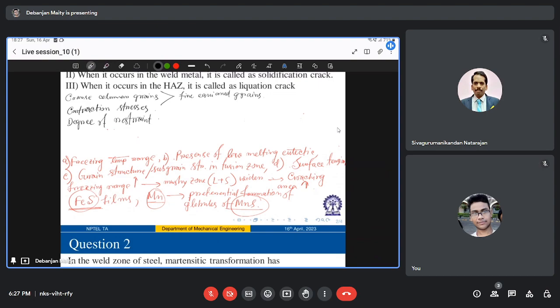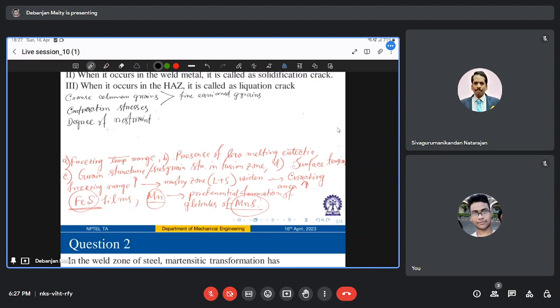One is this contraction stresses and degree of restraint. So in terms of contraction stresses, what can we say? So far I just explained these metallurgical factors of weld solidification cracking. But without the presence of stresses acting on these adjacent grains during solidification, no cracking can occur. Such stresses, as already mentioned, can be due to thermal contraction or solidification shrinkage, or both can be there, right?